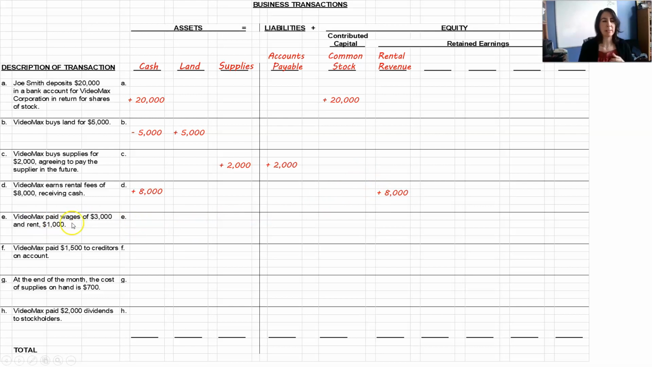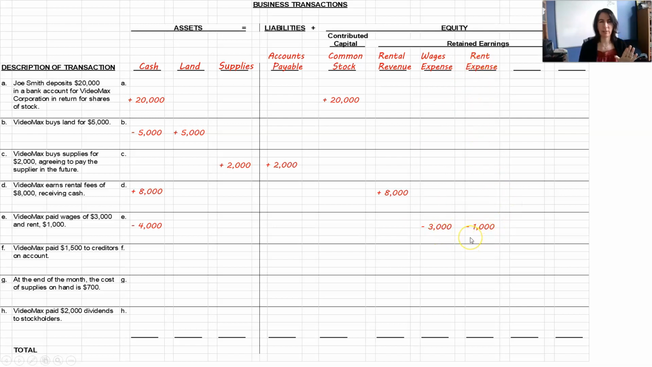All right, VideoMax paid wages of $3,000 and rent of $1,000. Well, if we're paying somebody something, that affects our cash, right? So that's going to be a decrease to cash of $4,000. So let's start there, $4,000. And if we're paying wages to someone and we're paying rent, those are expenses of running our business. That falls into this retained earnings area. So that's going to be wages expense and rent expense.